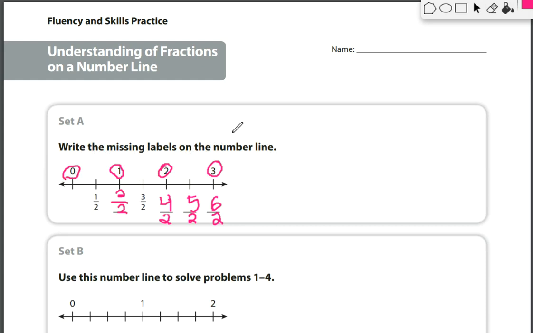Don't assume that this is 0 and this is 1. I mean, it's pretty safe to assume this is 0, but sometimes we've had number lines that start at 1 or 2. Always look hard at your whole numbers.